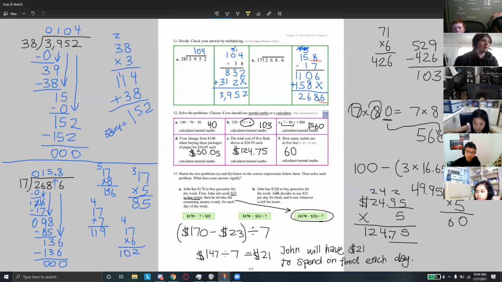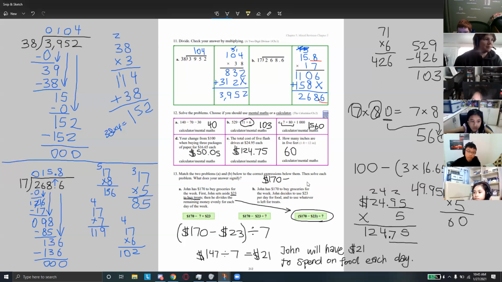Next, John has $170 to buy groceries for the week. John decides to use $23 per day for food and use whatever is left for treats. Okay. Interesting. Oh, great. Well, then this is the function we're going to be using. Why is that? Well, we have $170 total to spend on food, and then what are we taking away from this? Well, we're subtracting from $170 what we'll buy every day.